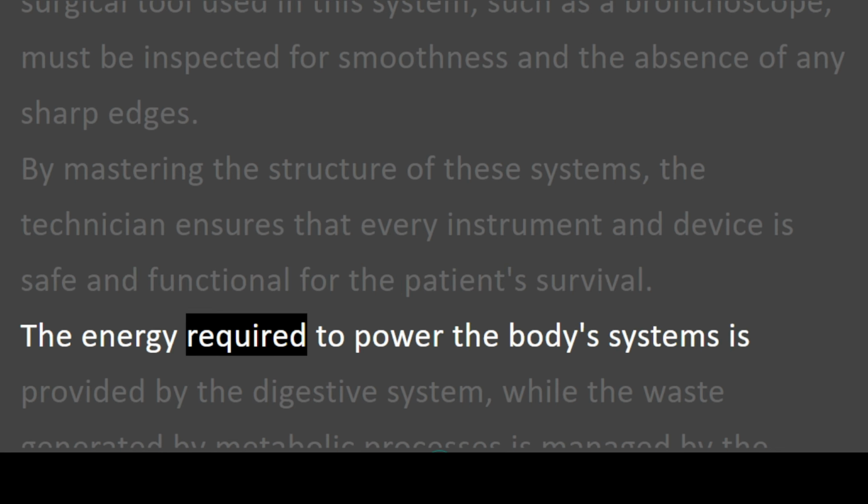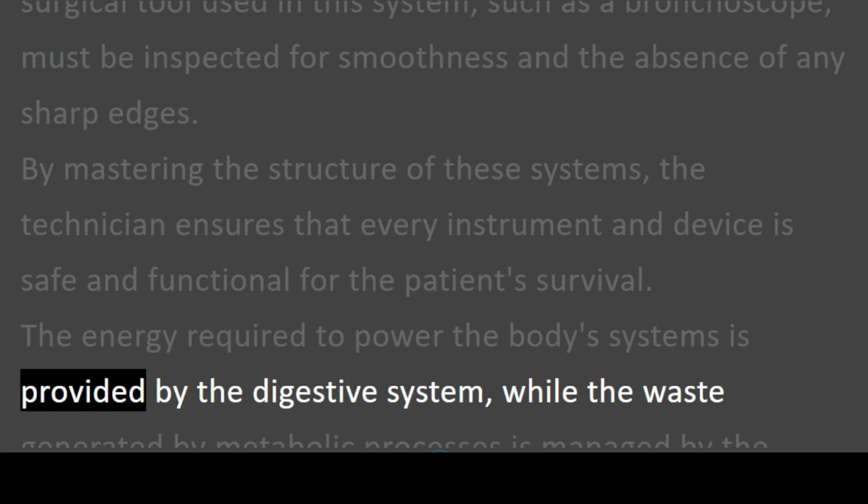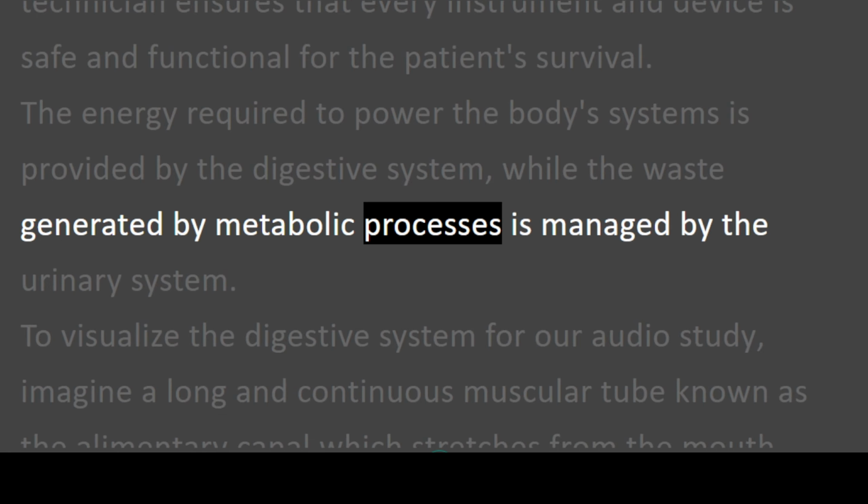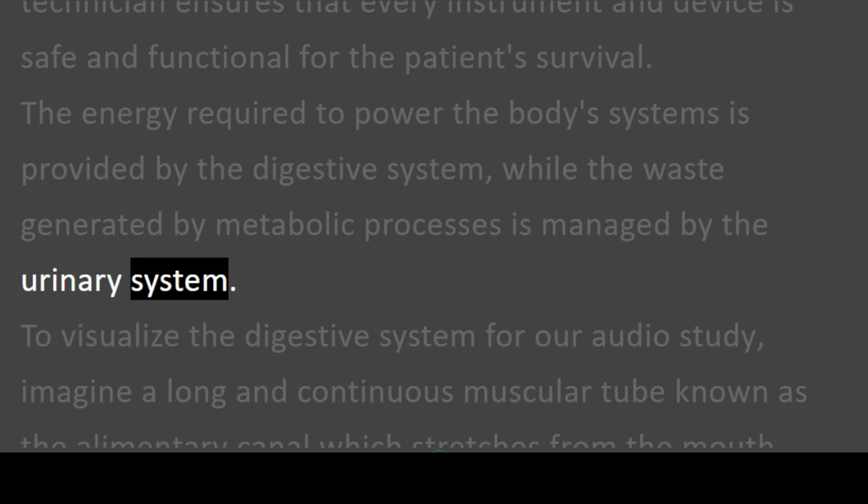The energy required to power the body's systems is provided by the digestive system, while the waste generated by metabolic processes is managed by the urinary system.